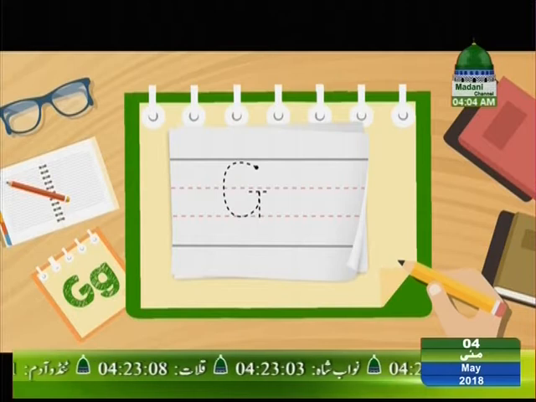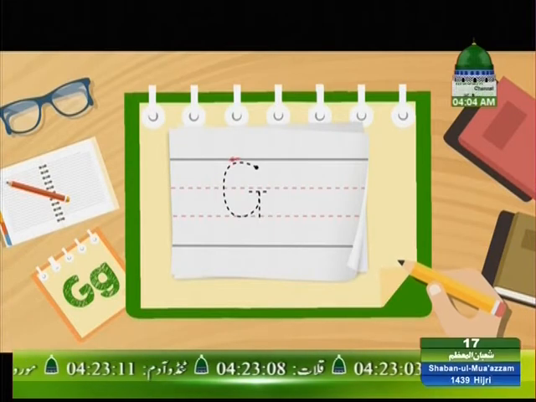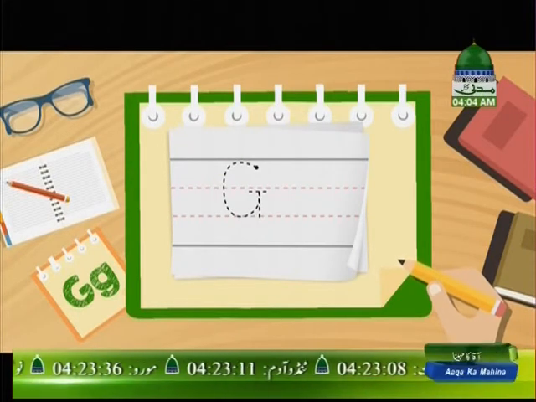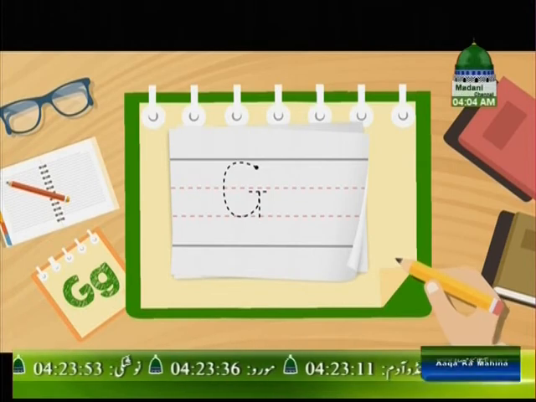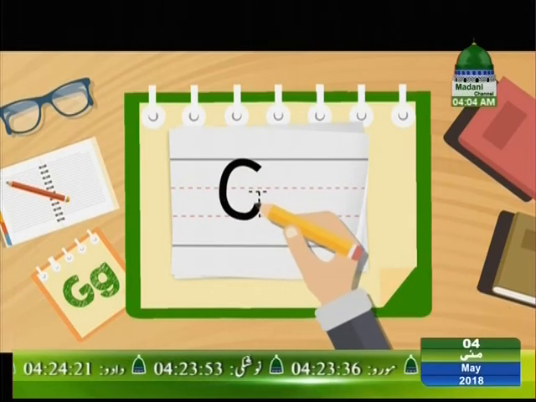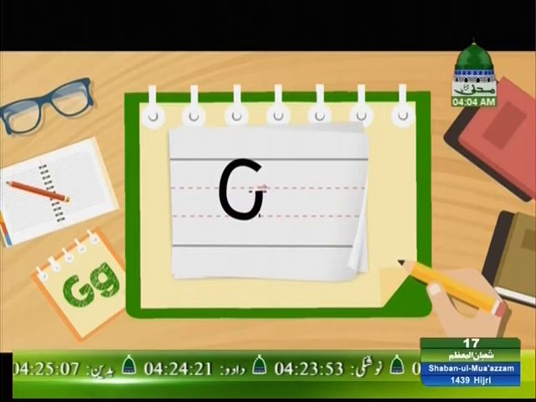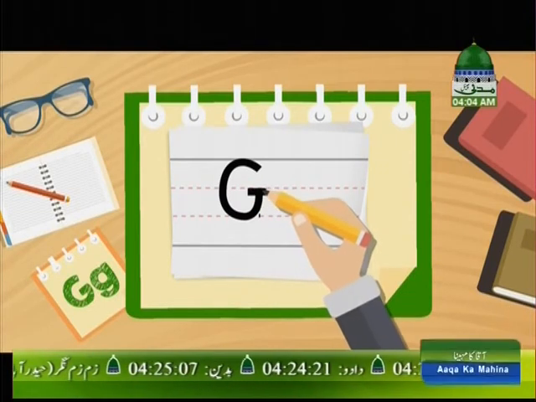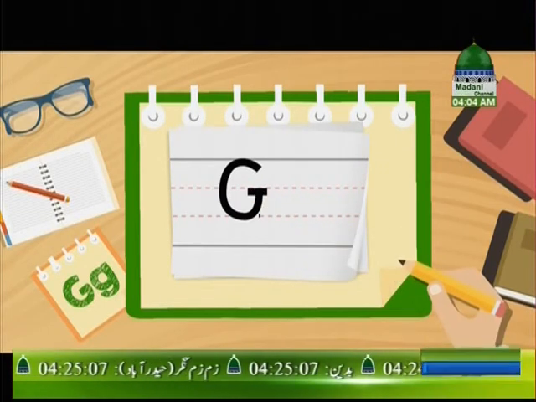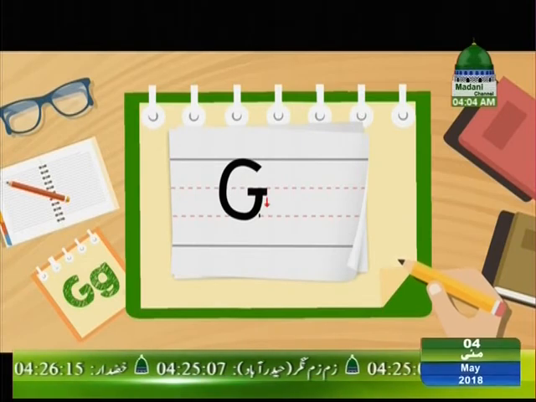Capital G. Start below the top and draw a curve touching the bottom and further till the middle. Top it to the sleeping line. Draw a standing line from the middle till the bottom.